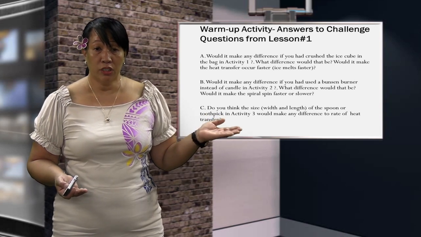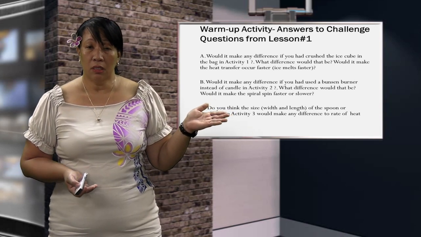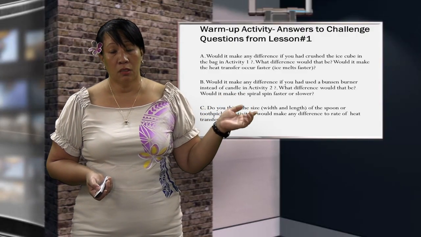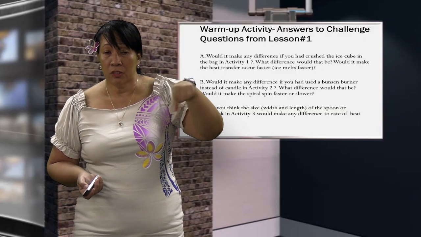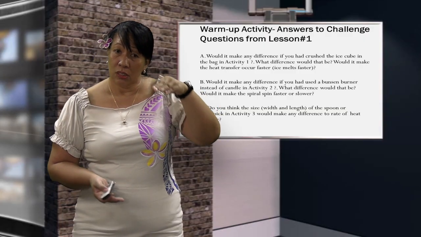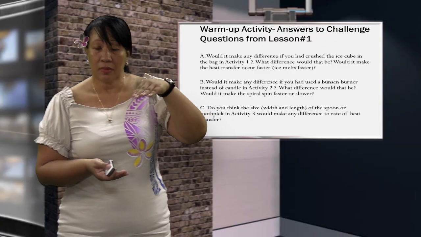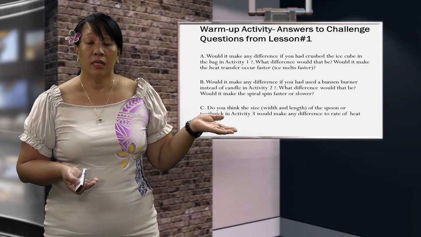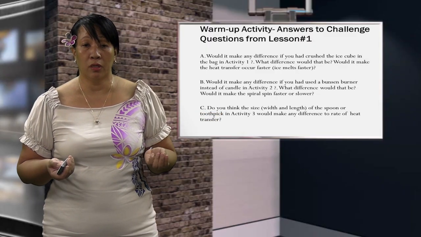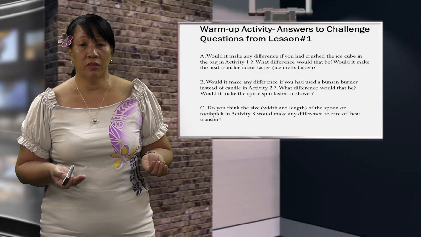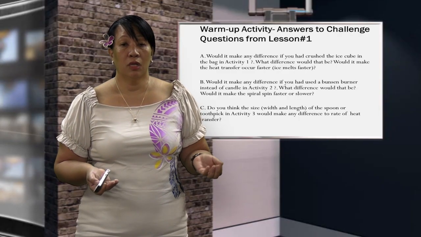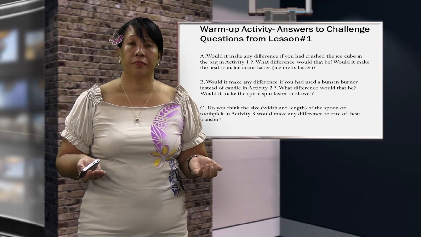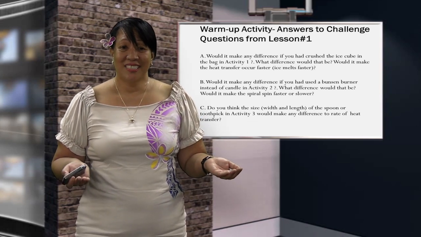Now remember the second question, for our activity from lesson 1. Remember we were trying to spin the paper spiral using the heat from the candle. The challenge question for you after that lesson was, would it make any difference if you had used a Bunsen burner or even a study light instead of the candle? What difference would that be? Would it make the spiral spin faster or slower? What do you think the answer is?